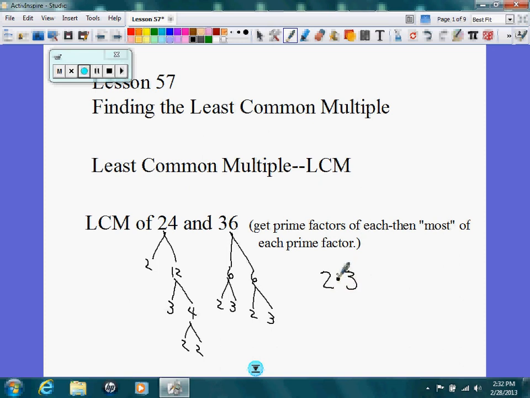Okay, so we need to multiply that. But how many 2s? What's the most 2s that I have in any of the numbers? Well, let's see. I have 1, 2, 3 2s here. I only have 2 here in 36. So I need 3 2s, so I cube the 2. And the most 3s, I have 1 3 in 24, but I have 2 3s in 36, so I need to square the 3. So 2 cubed is 8, and 3 squared is 9. So the least common multiple of 24 and 36 is the product, 72.